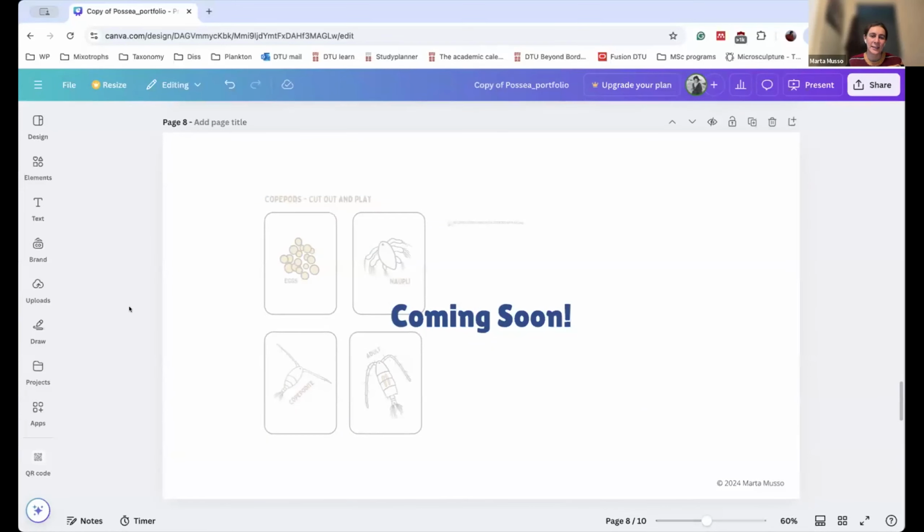But this idea of the life cycles, I'm actually developing it into a card game together with the ETH in Zurich, and hopefully it will be soon available.